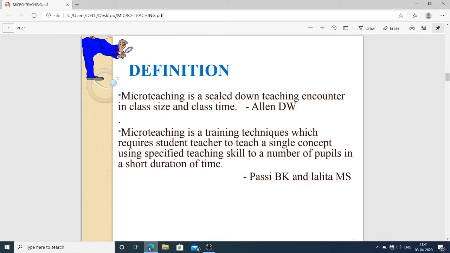Then the definition of micro teaching. Micro teaching is a scaled down teaching encounter in class size and class time, as given by Allen D.W. Micro teaching is also a training technique which requires a student teacher to teach a single concept using a specified teaching skill to a number of pupils in a short duration of time.